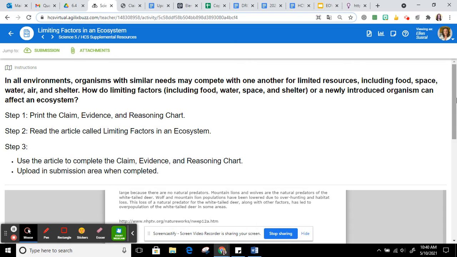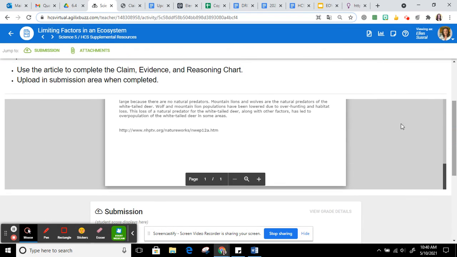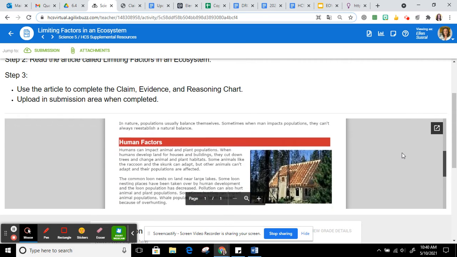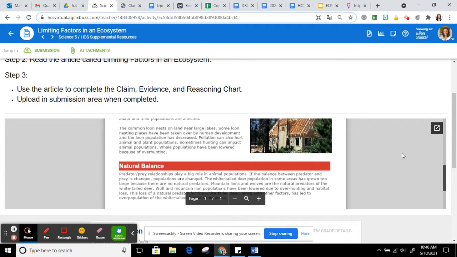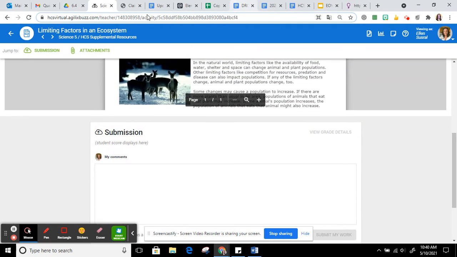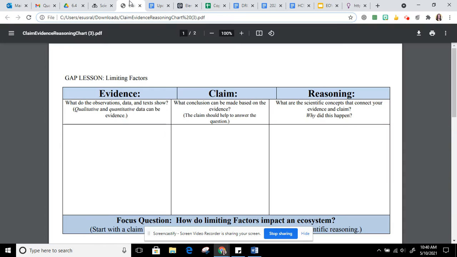So the article that you're reading is at the bottom of the directions, Limiting Factors in an Ecosystem. So you're going to read through this. It's just a one-page reading, so not very long. And then after you're done reading, you're going to complete this claim, evidence, and reasoning chart, which is found at the bottom of the lesson. So I'm going to walk you through how to complete this assignment.